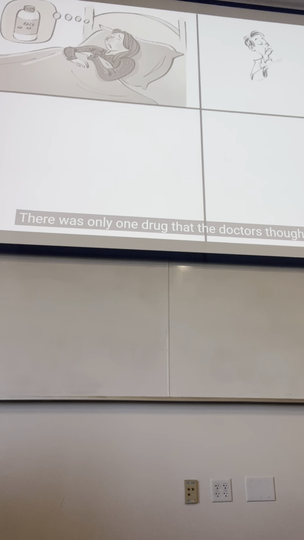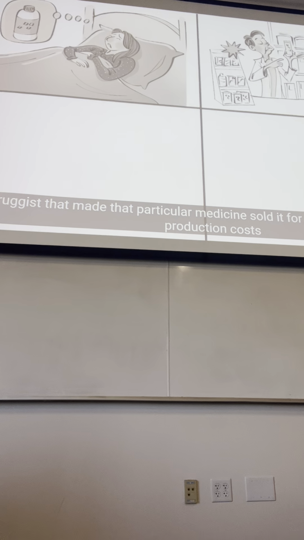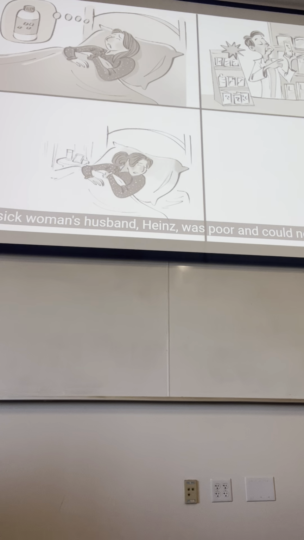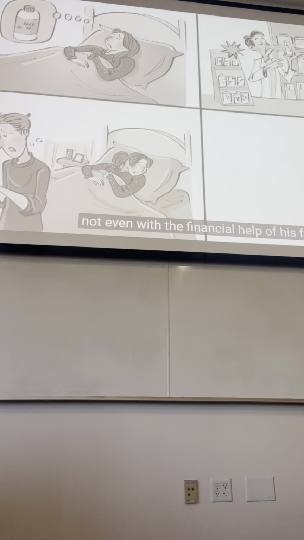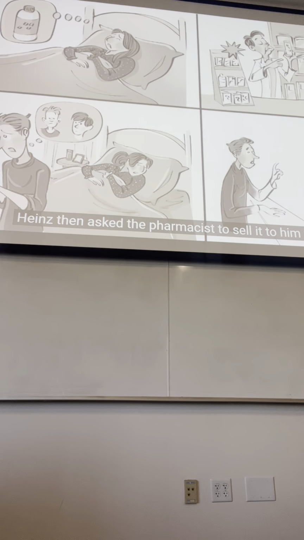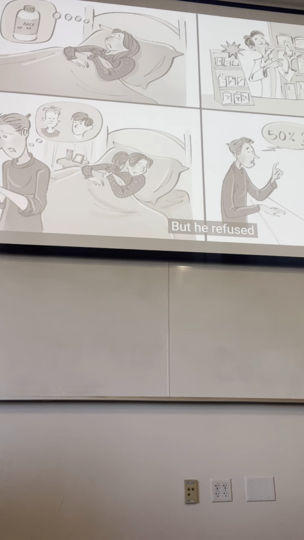The Heinz dilemma. A woman was on her deathbed. There was only one drug that the doctors thought might save her. The druggist that made that particular medicine sold it for 10 times the price of the production costs. The sick woman's husband, Heinz, was poor and could not afford to buy the drug, not even with the financial help of his friends. Heinz then asked the pharmacist to sell it to him for half the price, but he refused.